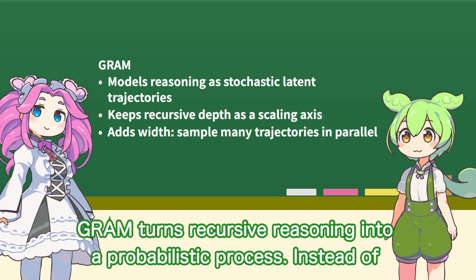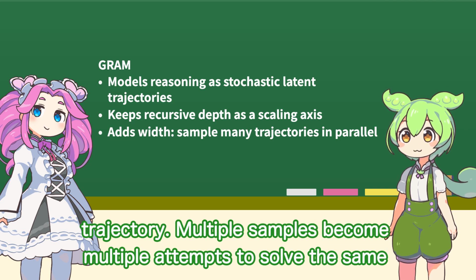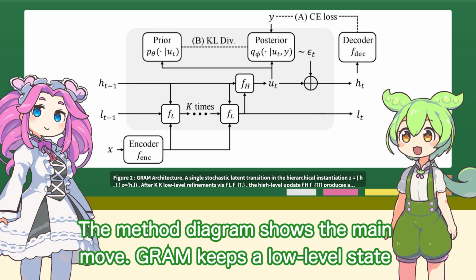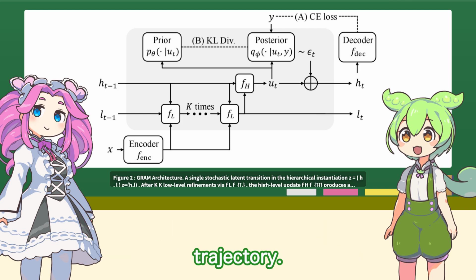GRAM turns recursive reasoning into a probabilistic process. Instead of updating the latent state to one fixed next state, it samples a reasoning trajectory. Multiple samples become multiple attempts to solve the same problem. The method diagram shows the main move. GRAM keeps a low-level state for fast refinement and a high-level state for the slower reasoning trajectory.